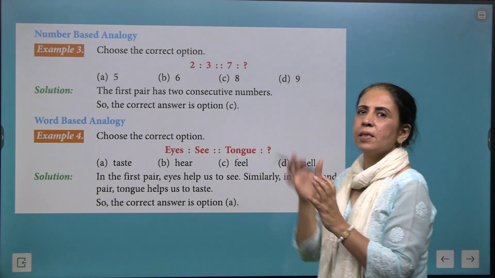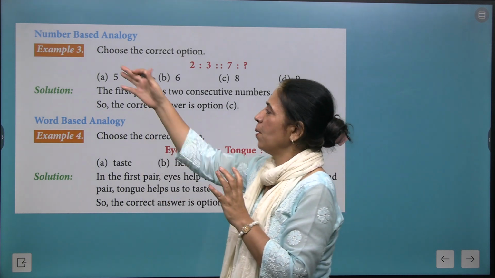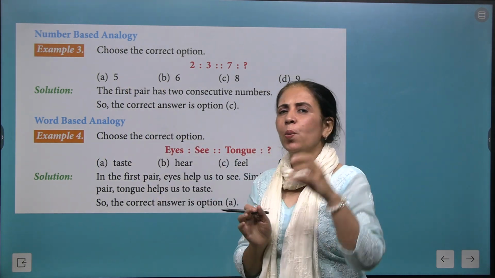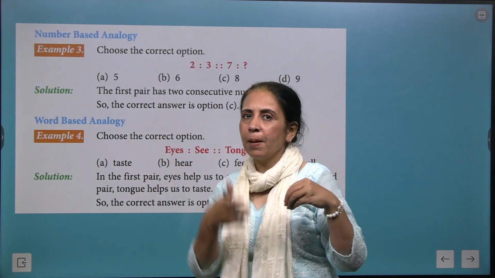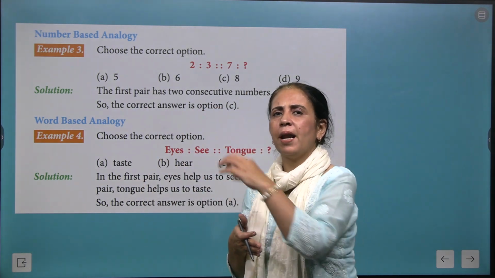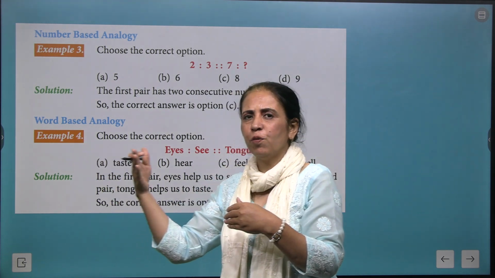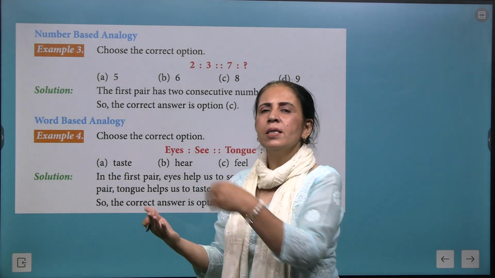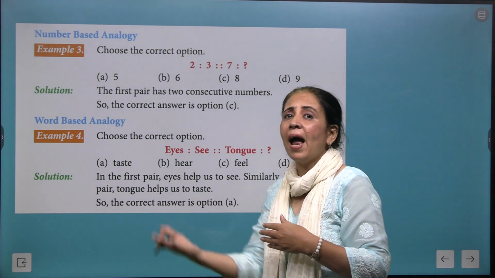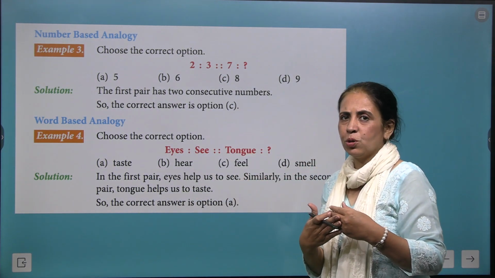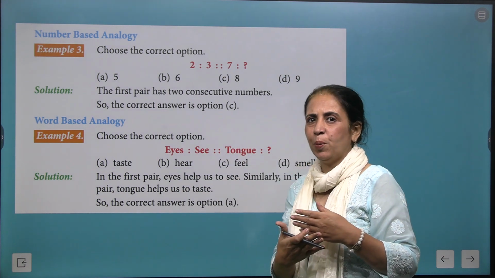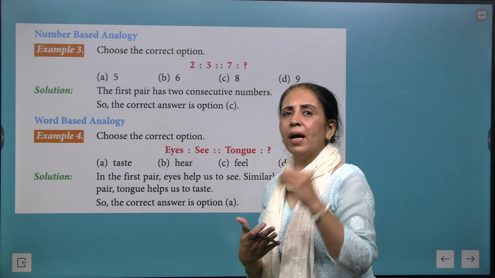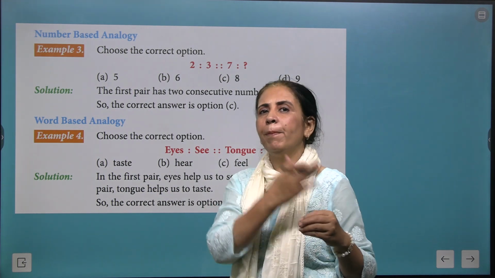Now here we are taking some examples of number based analogies and word based analogies. So when you talk about number based analogies, it can have certain skip counting. Sometimes it can have the numbers moving in the reverse direction, backward counting. Sometimes it could be adding some value to the number also. So you have to just find out what relation actually exists between the numbers, and based on that you need to find the missing number.